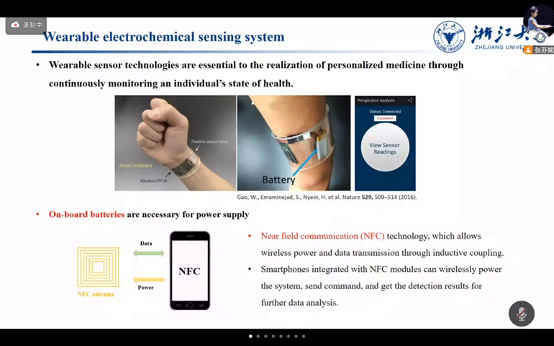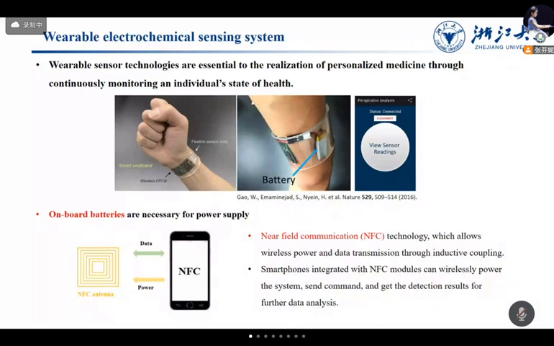Okay. So what Professor Liu is trying to solve is that we want to get rid of the battery. This battery is very bulky and you need to recharge it very frequently, so it's not a very optimal solution for wearable devices. So one solution we use is battery-free systems based on near field communication, the NFC.